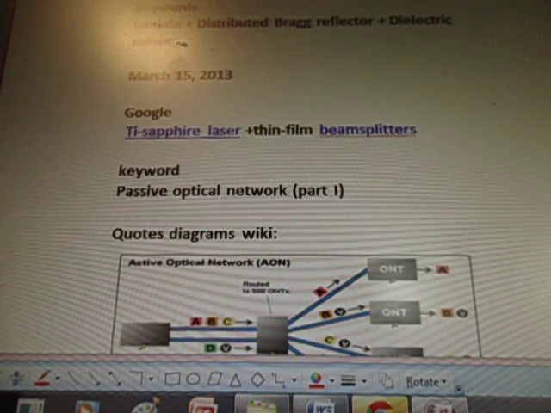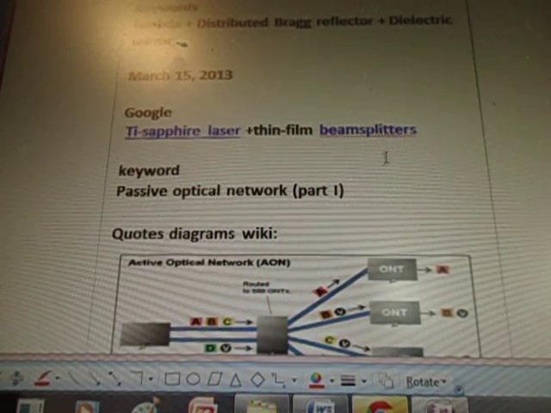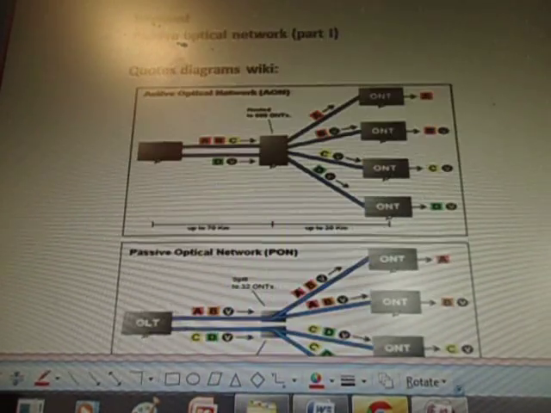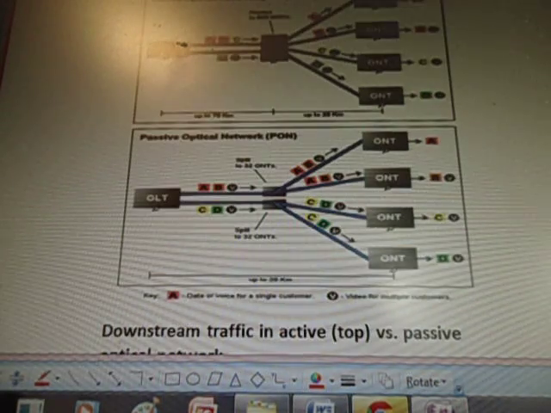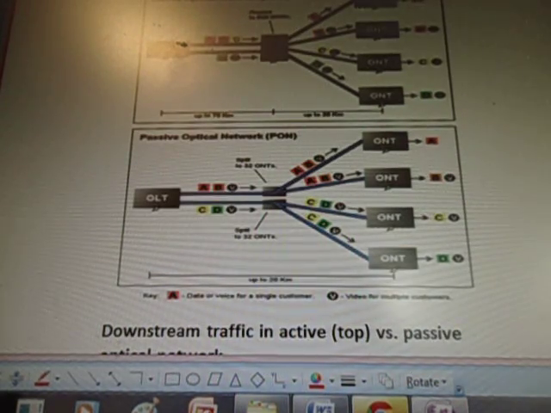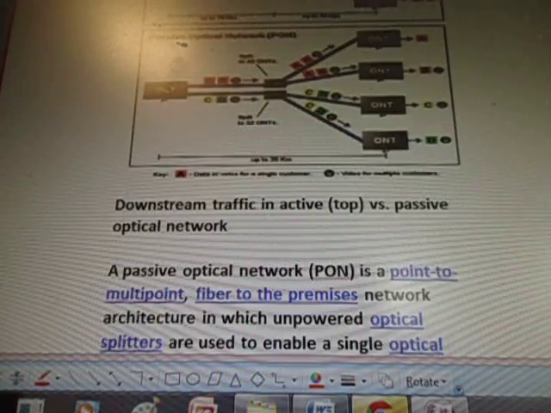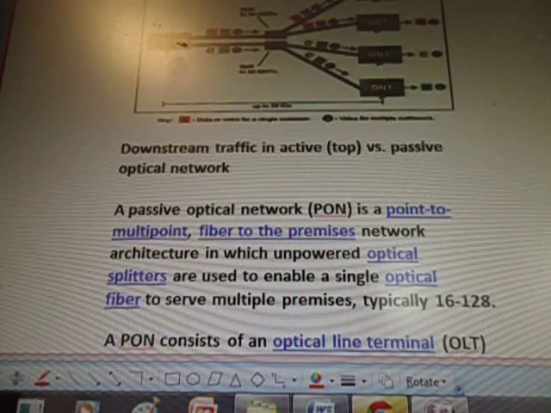Now we're going to work on the keyword for passive optical network part 1, and this is from beam splitters. Quote, diagrams are from Wiki. This shows an active optical network, AON, showing how it works, and then a passive optical network, PON. Downstream traffic in active versus passive optical network.